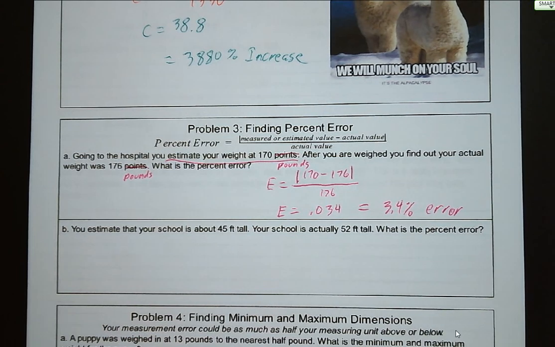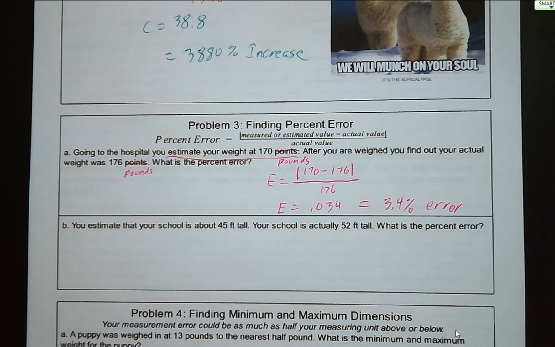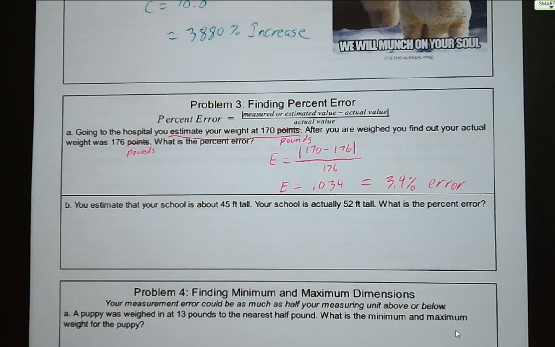Okay. We don't care that it's high or low, we just care the percent. How far off were you from your measurement? So it's 3.4% off. All right, why don't you guys try letter B.